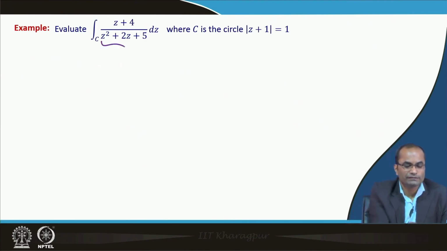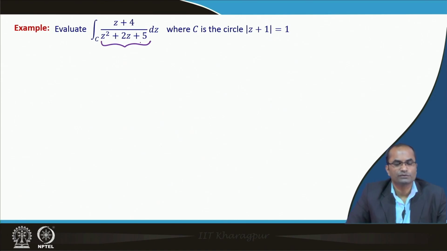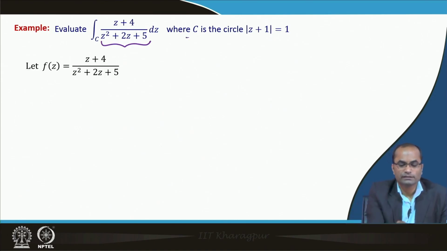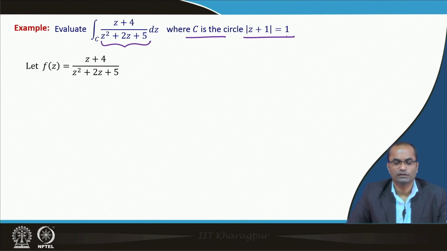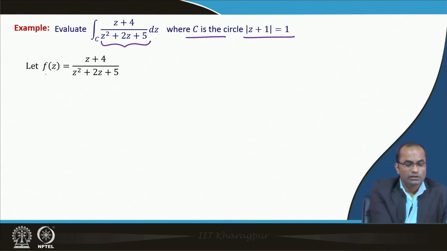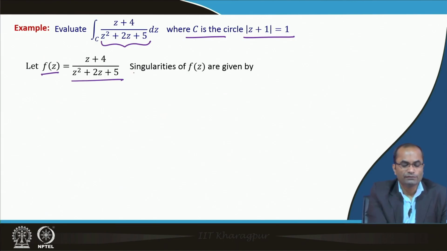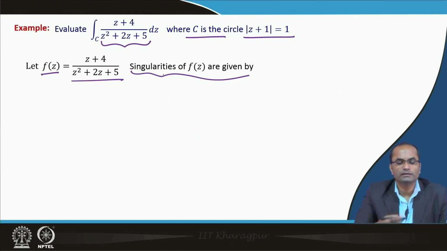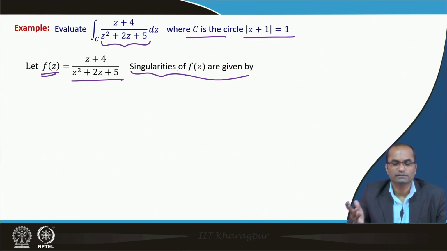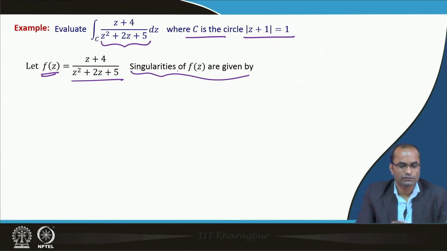So, our integrand is given here, z plus 4 over z square plus 2 z plus 5, and the C is a circle given by this |z plus 1| equal to 1. So, let f z equal to z plus 4 over z square plus 2 z plus 5. This is the integrand here, and we will look at where the denominator is 0, which we call the singularities of this f z. We will discuss this singularities part in some later lectures, but at this moment the singularities are those points where this f z is not analytic.